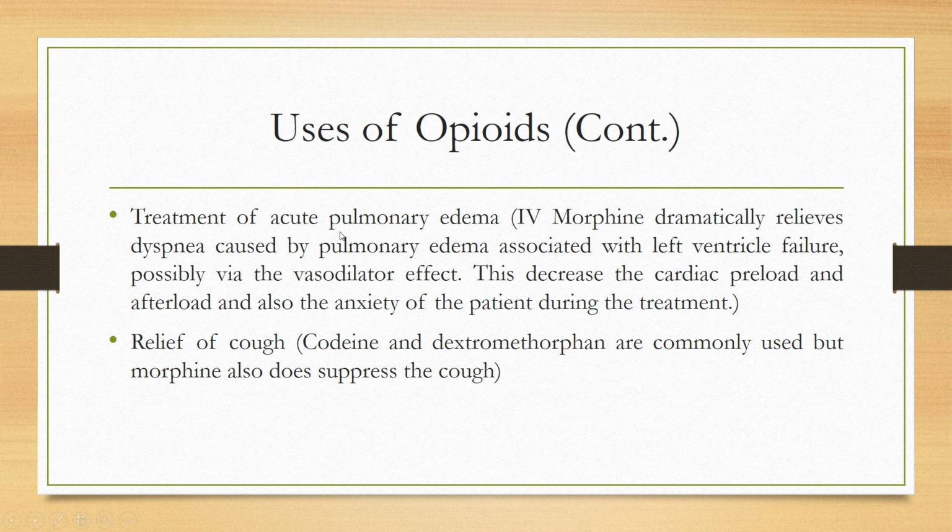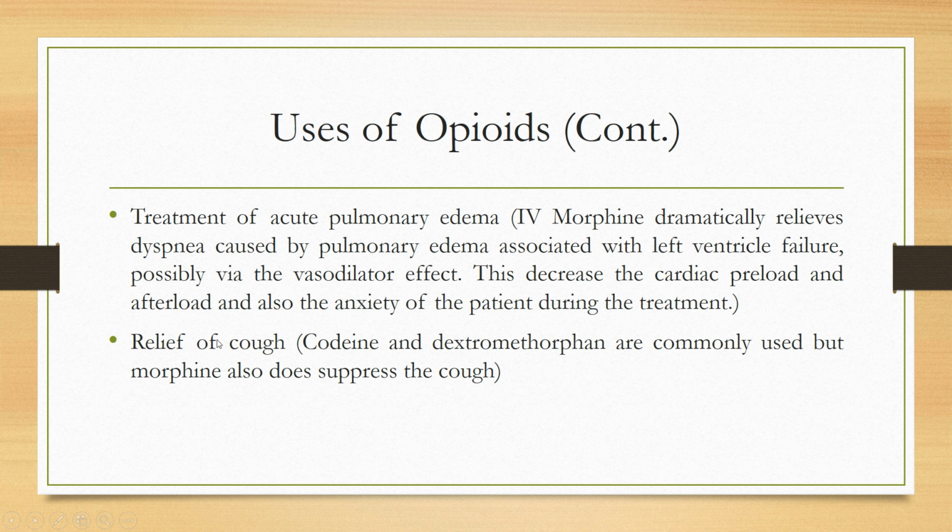So next is treatment of acute pulmonary edema. It is also used in pulmonary edema, as IV morphine dramatically relieves dyspnea caused by pulmonary edema that is also associated with left ventricular failure, possibly via the vasodilator effect. It also shows a vasodilation property, due to which there is help in acute pulmonary edema. This decreases the cardiac preload and afterload, and also the anxiety of the patient during the treatment.